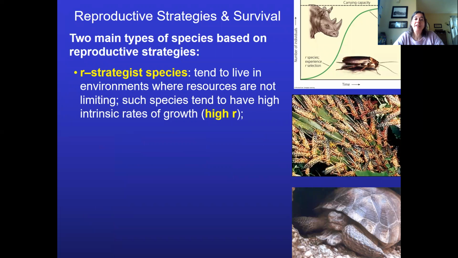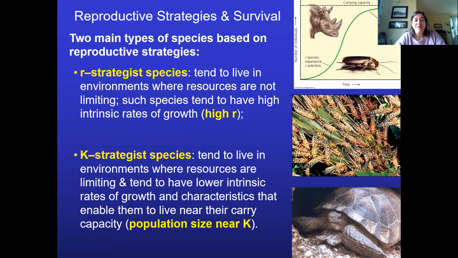All right, so the two main types are called r strategists. These are living near their intrinsic growth rates. They tend to have tons of offspring. They live in environments where resources are not limiting, and they have high rates of growth. And then there's K strategists. They tend to live in environments where resources are limiting, and they're going to have lower growth rates. And so they call them K strategists because of that carrying capacity, which again, we call K.